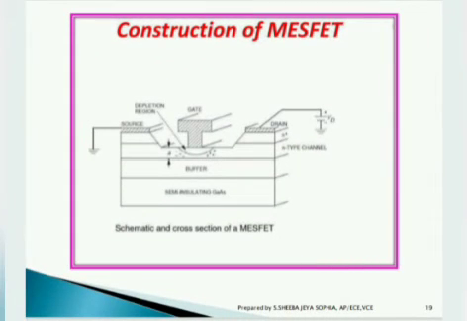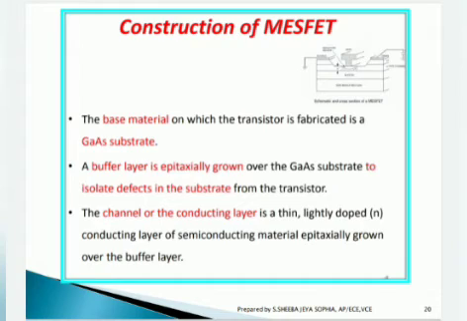This is the construction of MESFET, where regions are created above the buffer and semi-insulating GaAs, gallium arsenide, layer. The base material on which the transistor is fabricated is a GaAs substrate, that is, gallium arsenide substrate. A buffer layer is epitaxially grown over the GaAs substrate to isolate defects in the substrate from the transistor. The channel or the conducting layer is a thin, lightly doped conducting layer of semiconducting material which is epitaxially grown over the buffer layer.